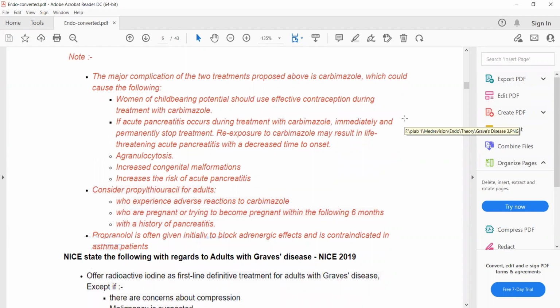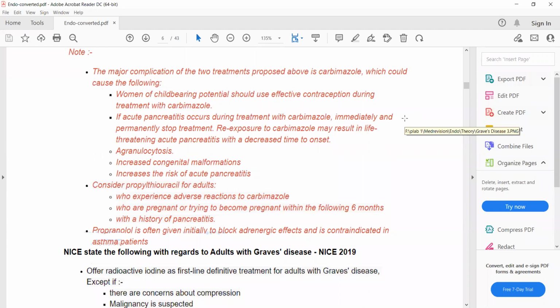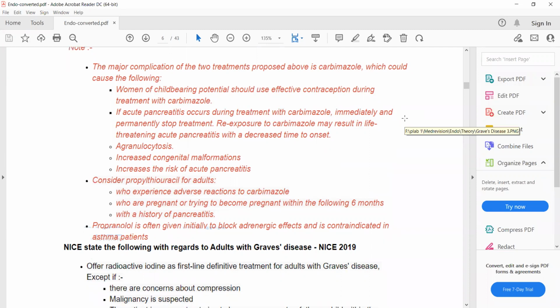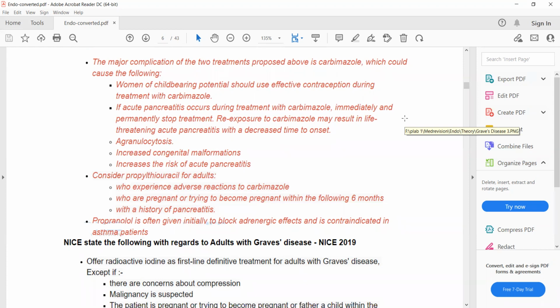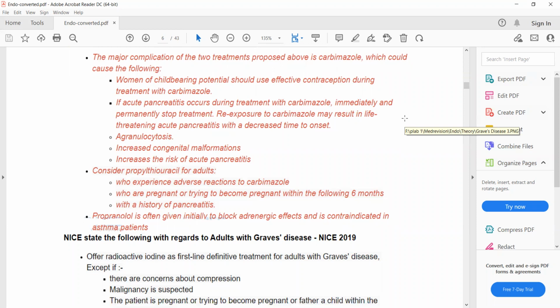need effective contraception during treatment with carbimazole. Also, there is a side effect of carbimazole that it can cause acute pancreatitis. So if acute pancreatitis occurs during treatment with carbimazole, it should immediately and permanently be stopped because re-exposure to carbimazole may result in life-threatening acute pancreatitis. And instead of carbimazole, we will use propylthiouracil in such patients.